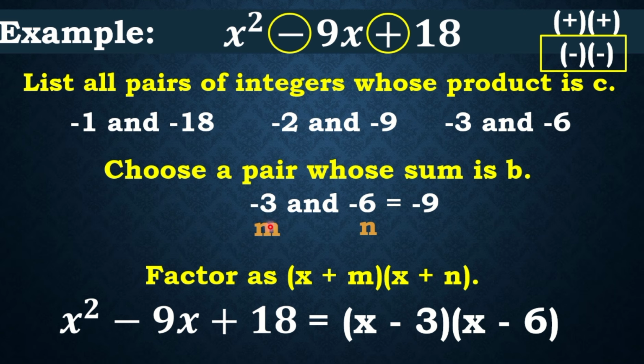So, positive times negative, negative pa rin. Kaya ang pinaka-shortcut dyan, kung ano yung sign mo, yun na siya. So, x minus 3, x minus 6. Okay? So, these are the factors of x squared minus 9x plus 18. Pwede bang magbaliktad? Yes. X minus 6, x minus 3. Kasi pareho lang naman silang minus.